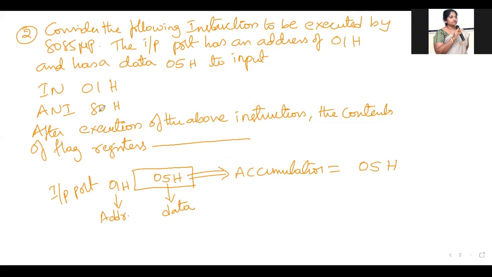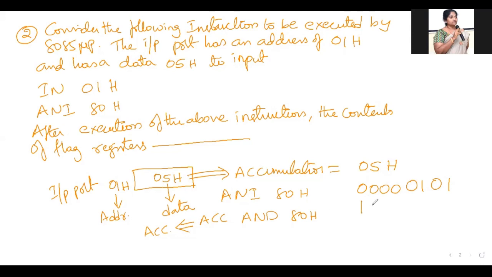Now ANI 80 hexa. ANI 80 hexa means AND operation with the immediate data, between the accumulator contents and 80 hexa. After the logical AND operation, the result will be stored again in the accumulator. Now the accumulator contents are 05, that means 0000 0101. Next, AND operation with 80: 8 means 1000, and then 0000.